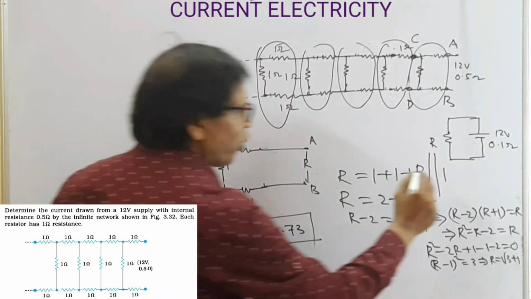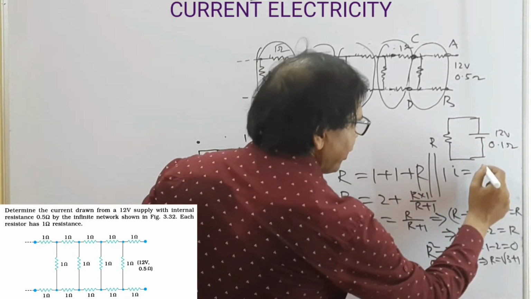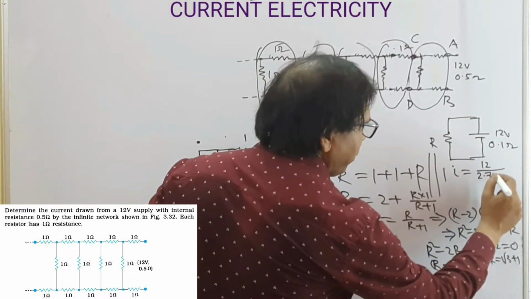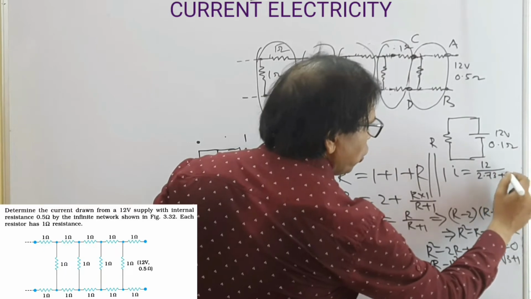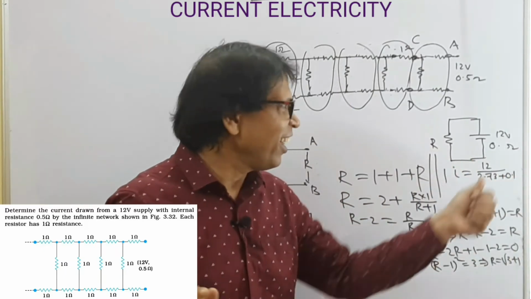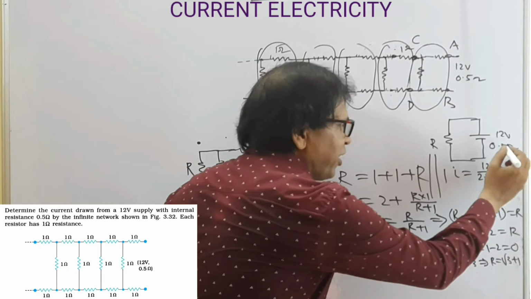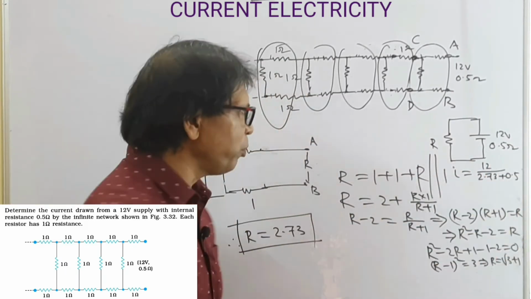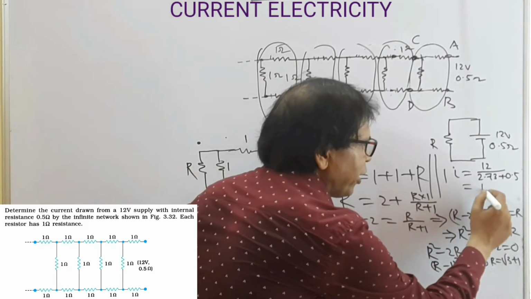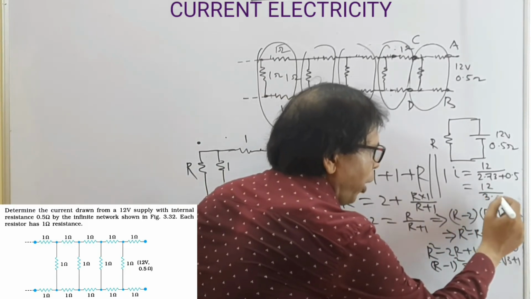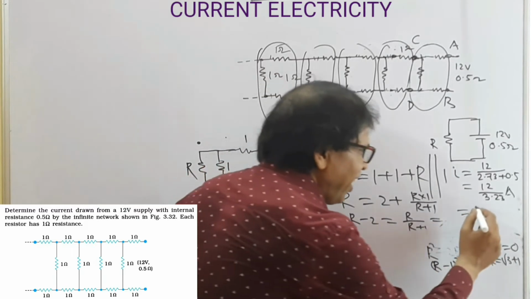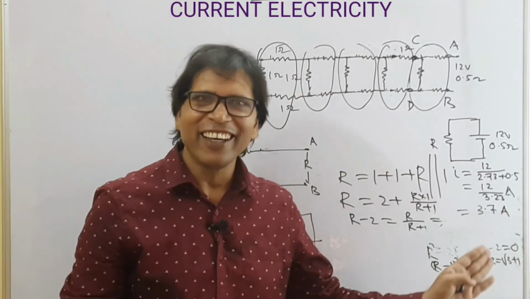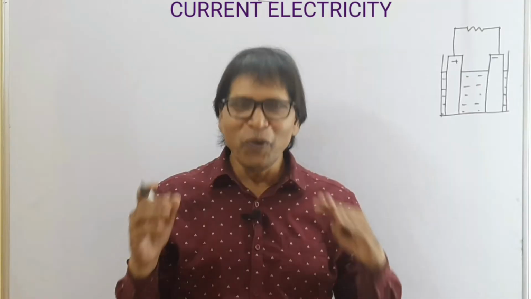And look at this, the current drawn I equals 12 volt divided by 2.73 plus 0.1. Sorry, this is not 0.1, this is 0.5. Here 2.73 plus 0.5, so this is 12 by 3.23, which is 3.7 ampere. Understood? Now next, look at this.